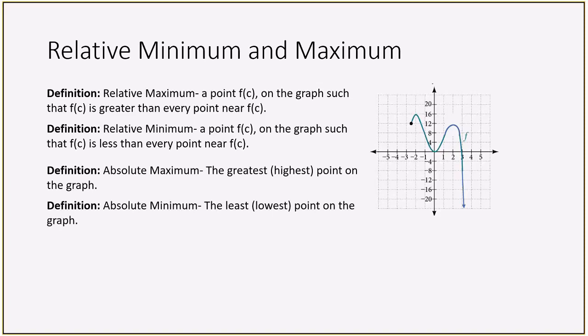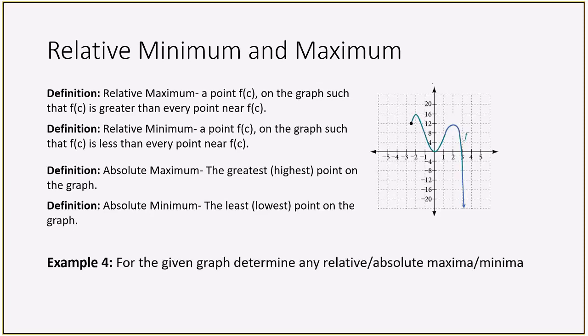And something to note, relative maxes and relative minimums, I could have 1, I could have 2, I could have 50. There isn't really a set number of how many exist. Whereas with absolute maximums and absolute minimums, I'm only going to have 1 or possibly none. There is a scenario where I don't have an absolute max or absolute min, and we'll talk about that shortly. So with this graph, we're going to identify any relative or absolute maximum or minimum. We're going to start with, I believe, relative max.